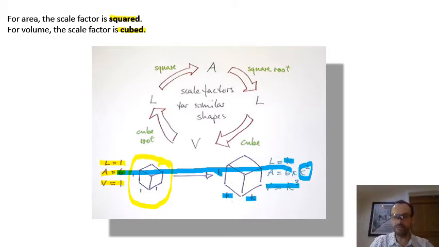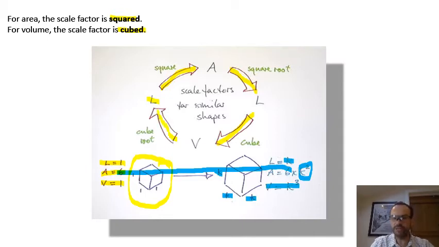Right, this diagram is going to appear at the end when we do the questions again, but in general, if you have a length scale factor, we can go to an area scale factor by squaring. If you have an area scale factor, we can go to the length scale factor by square rooting. If we have the length scale factor, we can go to the volume scale factor by cubing. If we have the volume scale factor, we can get to a length one by cube rooting.